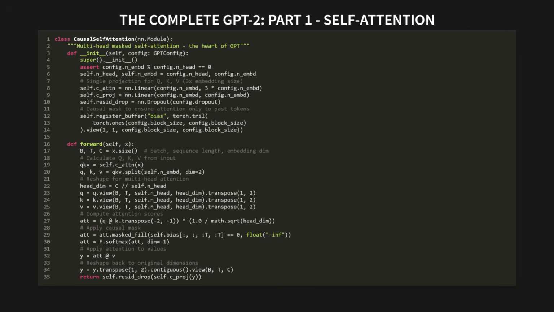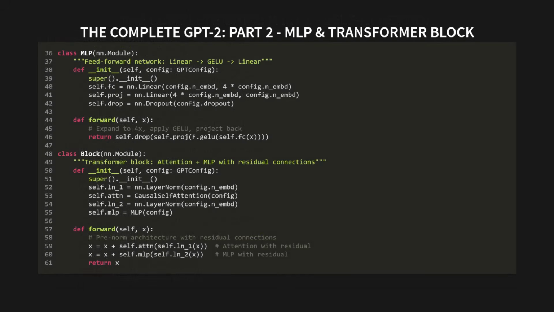And right here, this first part, this is the causal self-attention block. It's the absolute heart of GPT. We're going to break this down completely. And the next piece is the MLP and the transformer block. This is what processes the information from the attention mechanism. It's the thinking part of the network.